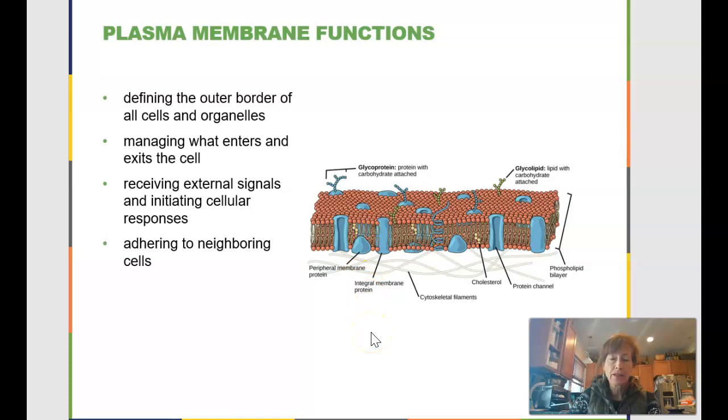And then, as you know, in complex organisms like us, these cells actually are very often in groups called tissues, so that they are cells that are the same type of cell that are working together. So the plasma membrane functions to adhere one cell to another.